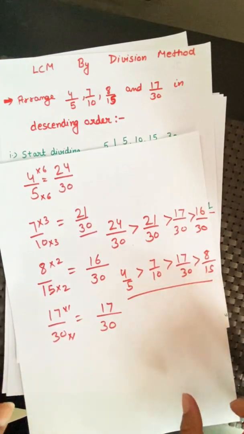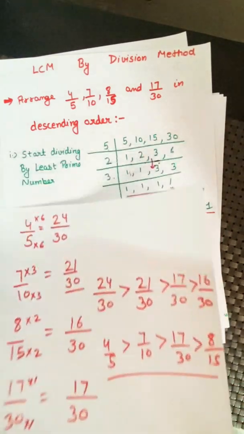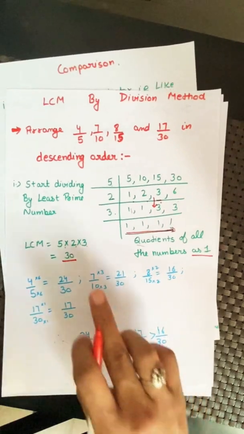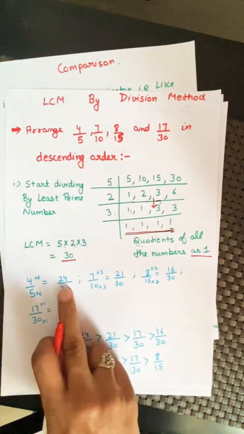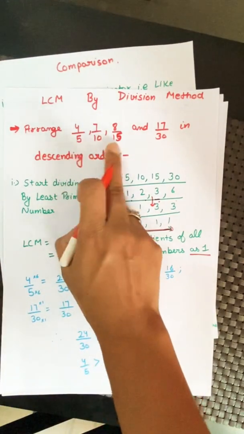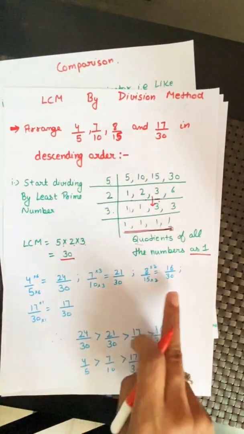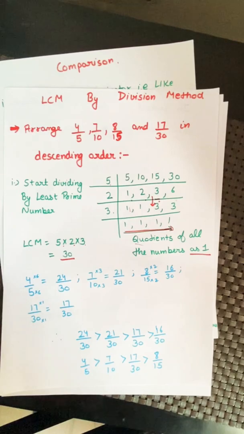Okay, so from here I have cleared 2-3 concepts, like how we can find the LCM with the division method, how we are going to convert the unlike fractions into like fractions, and how we are going to compare.